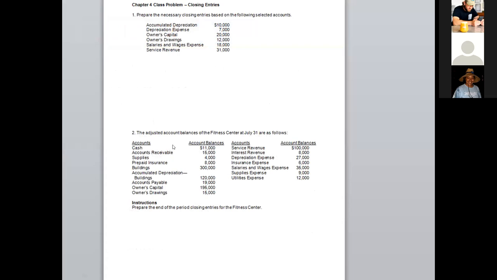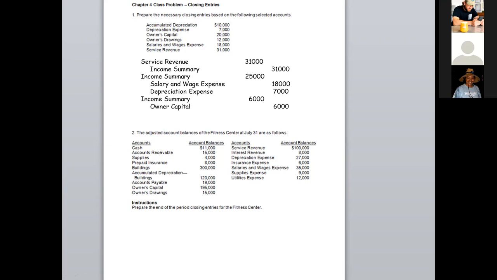We're running short on time, so I'm going to skip this problem. This is basically a closing entry problem, but I'll just quickly go through it so you can see what happens. You have to figure out what accounts to close to the income summary. That's the revenue and expenses. Then you figure out the difference between revenue and expenses and close it to the capital, and then the drawing gets closed to capital.